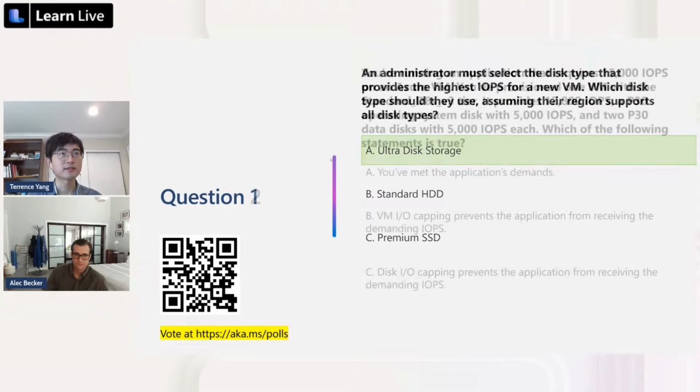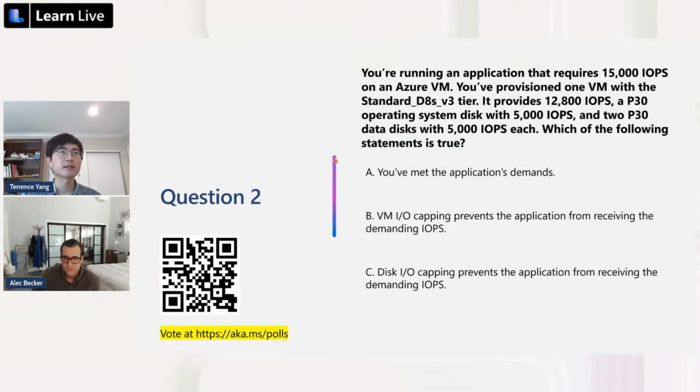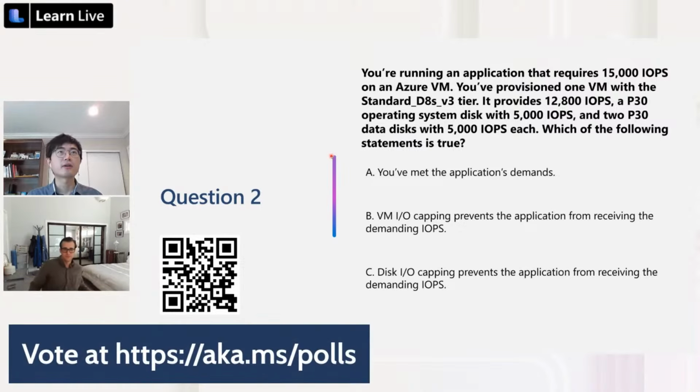Ready for the next one? Second question. You are running an application that requires 15,000 IOPS on an Azure VM. You are provisioning one VM with a standard D8S v3 tier virtual machine. The virtual machine provides 12,800 IOPS. And we also have a P30 operating system OS disk with 5,000 IOPS and two P30 data disks, each with 5,000 IOPS. So which of the following statements is correct?